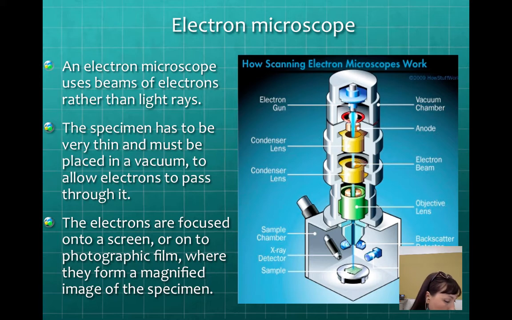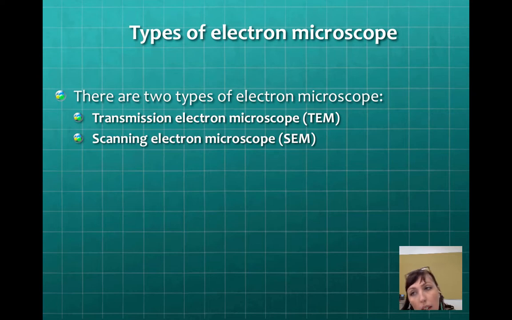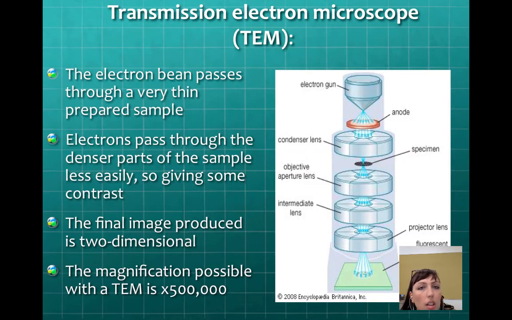Electron microscopes are commonly used in the study of viruses and viral diagnoses, which are too small to study with another type of microscope. There are two types of electron microscopes: transmission electron microscopes, or TEM, and scanning electron microscopes, or SEM. First, let's talk about the transmission electron microscope.